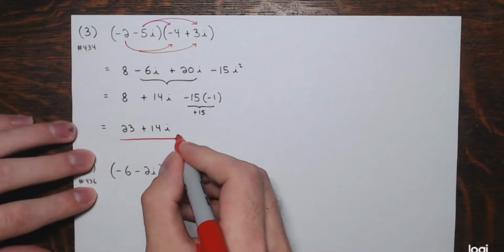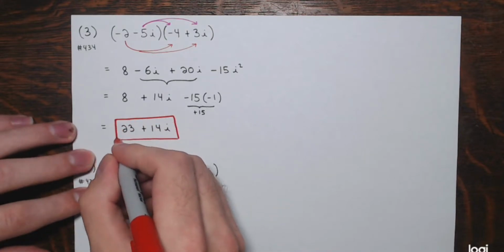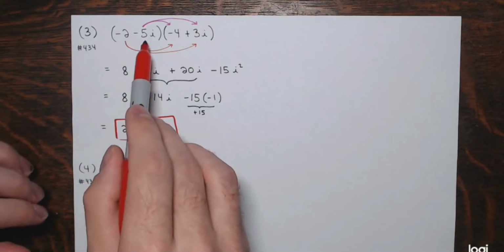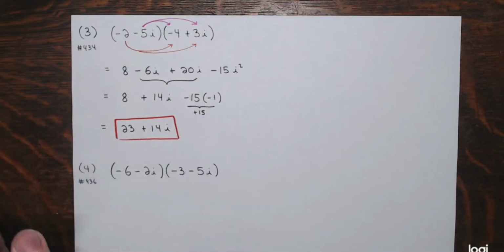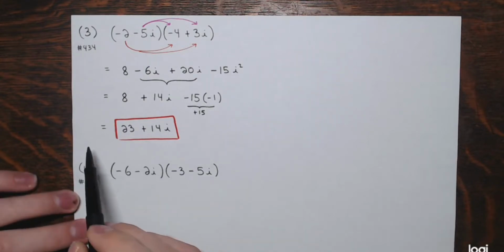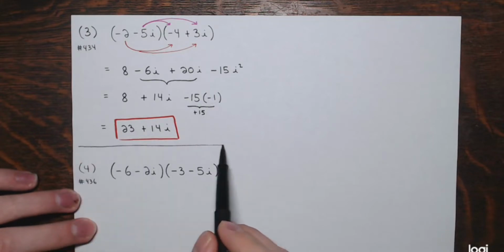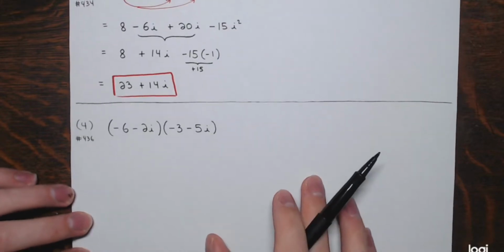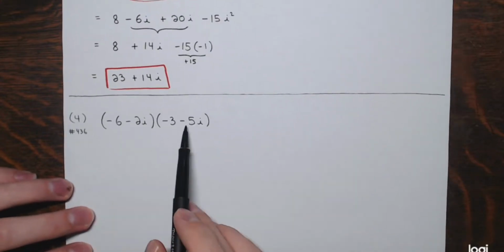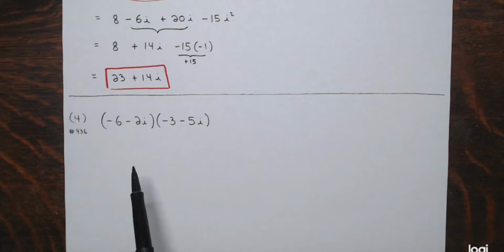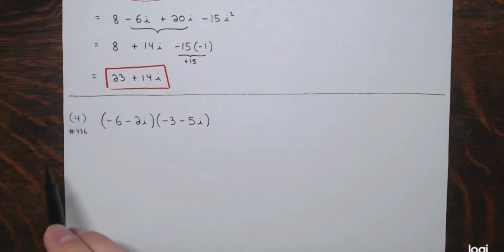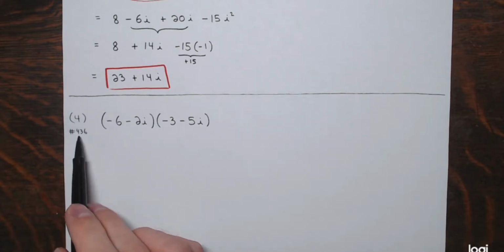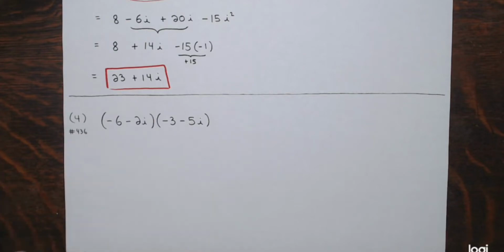And once again, you can check it with a calculator. Just enter this original expression, and hopefully you end up with 23 plus 14i in the end. But I leave it to you to check. Right, next question, very similar. Multiplying two complex numbers with a real term and an imaginary term. This is number 4, exercise 436 from the text.